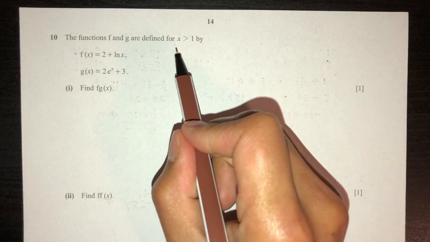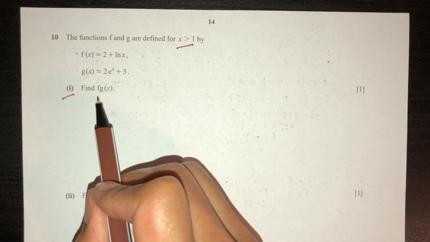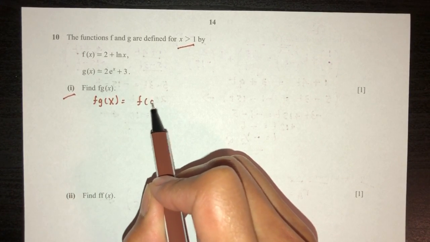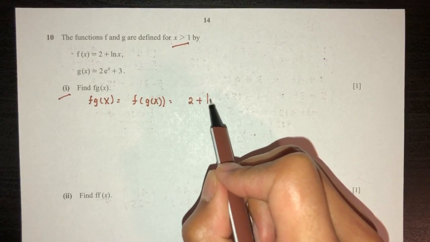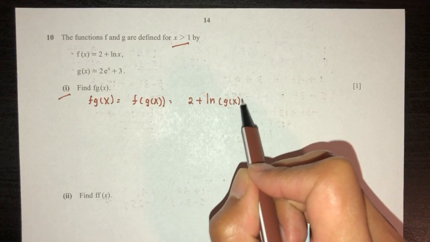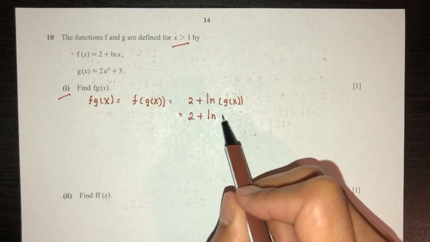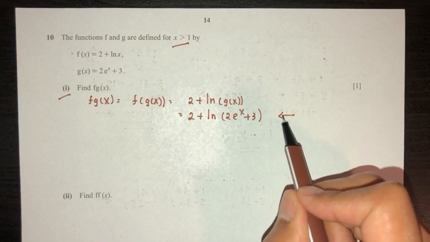Okay, let's move on to question number 10. So the functions f and g are defined for x more than 1. That is the domain of x, of these functions, sorry. Now part 1, find fg of x. So fg of x is like g of x inside of f, right? So that will be 2 plus ln x, where x will be g of x. Replace, you will have 2 plus ln, g of x is 2e^x plus 3. That will be your answer for part 1.